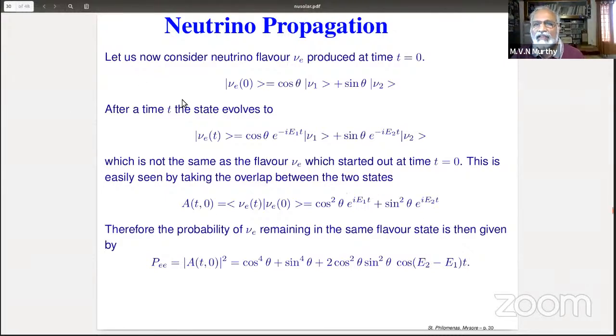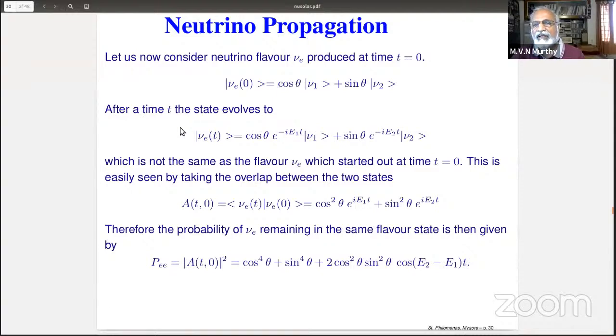Okay, so let us consider now the neutrino propagation. Let us start at time t equal to 0, where the neutrino is produced in a flavor nu e, electron neutrino, like the sun. So at time t equal to 0, it is produced as electron neutrino, therefore it is given by this combination. That is fixed, that defines our electron neutrino.